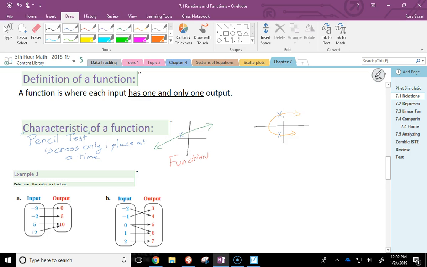Ainsley, stop talking, please. Let's focus on that. Turn it face forward. You should be turned sideways looking at that.